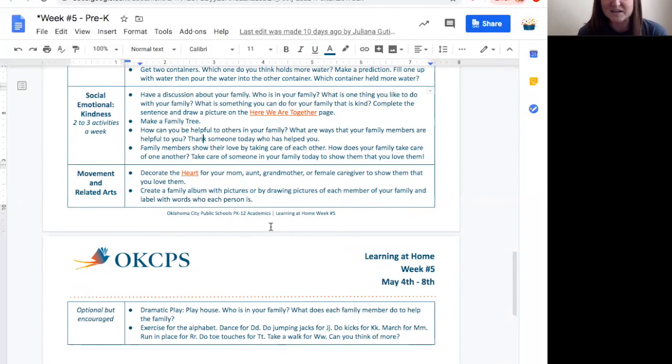And so that is kind of the rundown of the activities for this week. There's more in there, but those are the ones I wanted to highlight with you today.